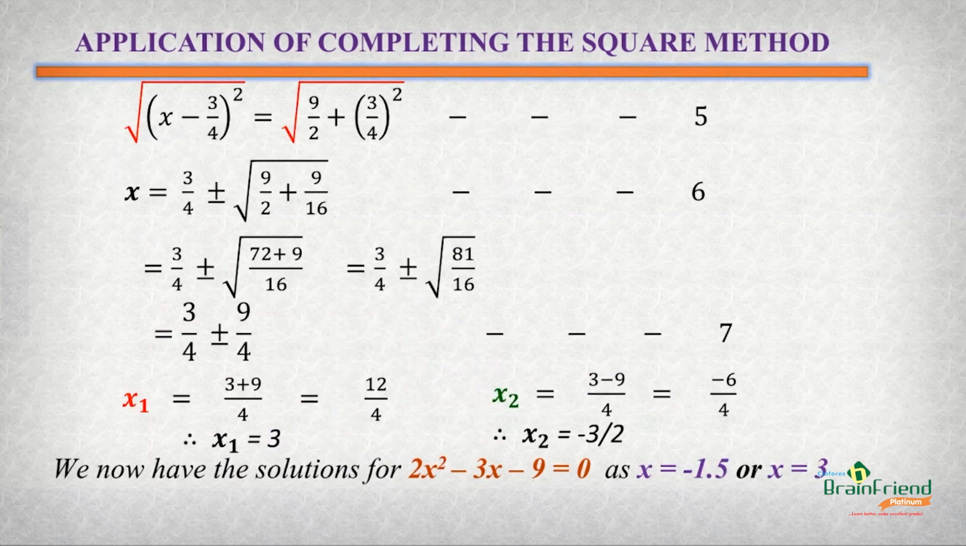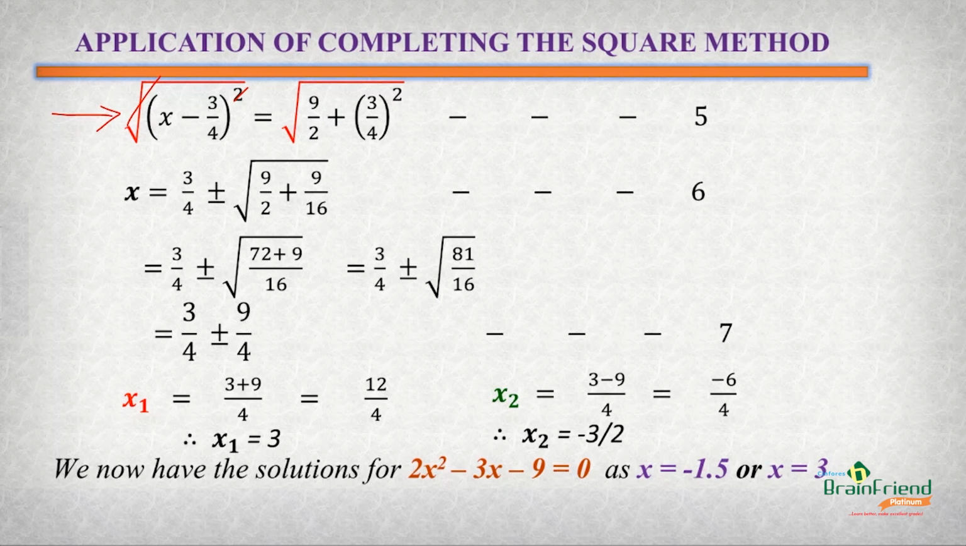Next is to take the square root of both sides. By taking the square root of both sides, we'll end up with equation 5. Recall, the 2 cancels out the square root. Next, x is equal to 3 over 4 plus or minus the square root of 9 over 2 plus 9 over 16. Please note, what we did was just to move minus 3 over 4 to the right-hand side. Next, we have 3 over 4 plus or minus the square root of 72 plus 9 over 16.